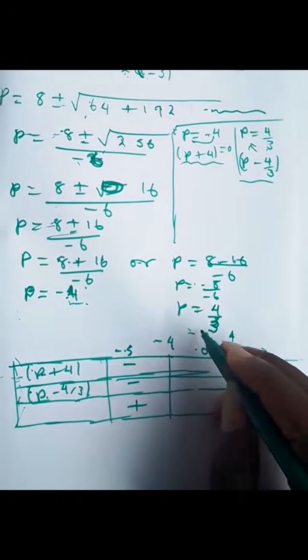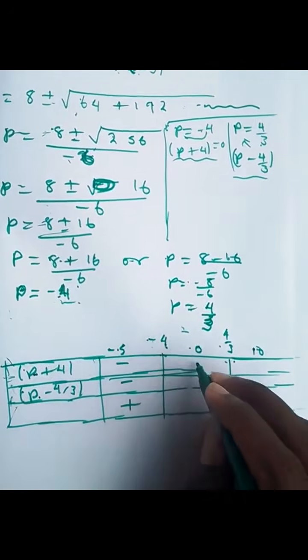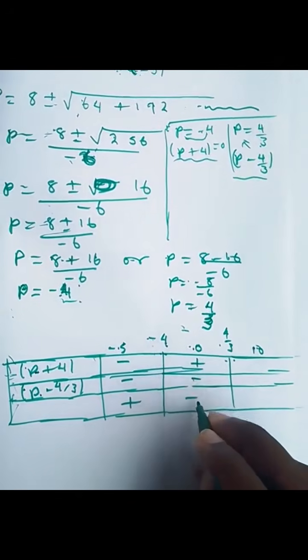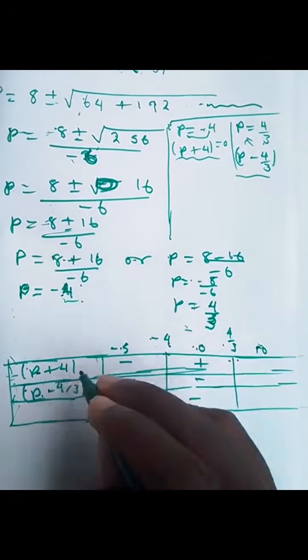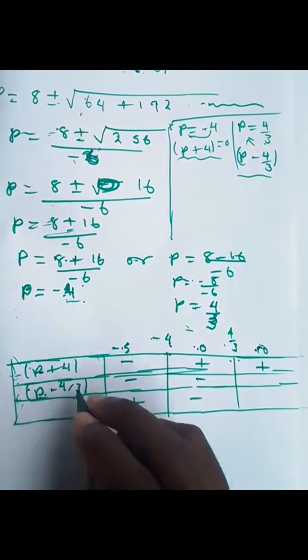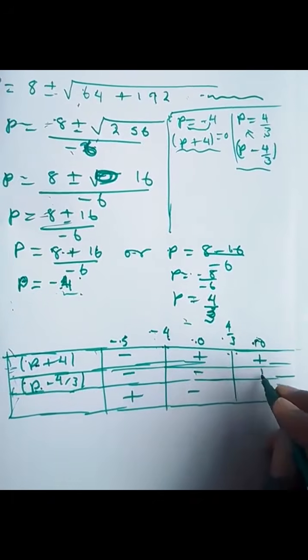And then 0, if I put 0 where this p is, it's going to give me positive, right? If I put 0 where this p is, in this one, it will give me a negative. So here I have negative. And if I put 10 where this p is, here it is going to give me positive, right? If I put 10 where this p is, it's going to give me a positive as well. So we have a positive here.